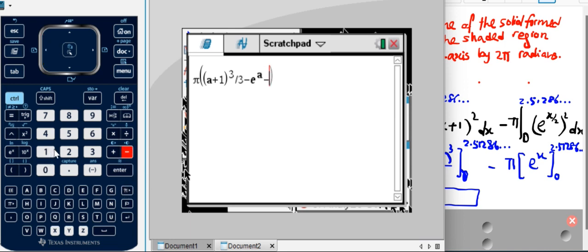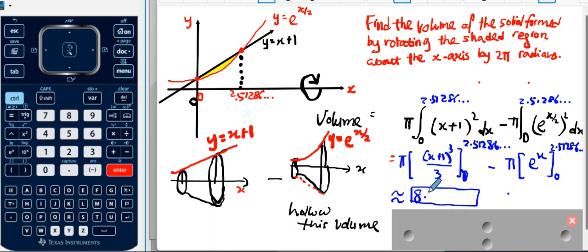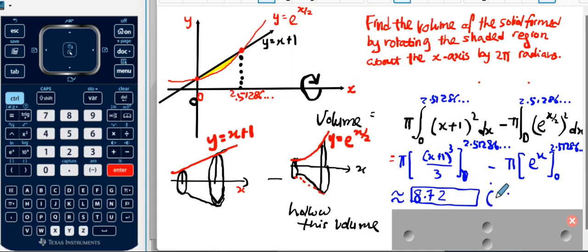Right, so this is where 1 cubed is just 1 divided by 3, and then minus becomes plus e to the power of 0, which is 1, right? And then enter. So I'll get 8.72193. This is what I get. So 8.72 to 3 SF.